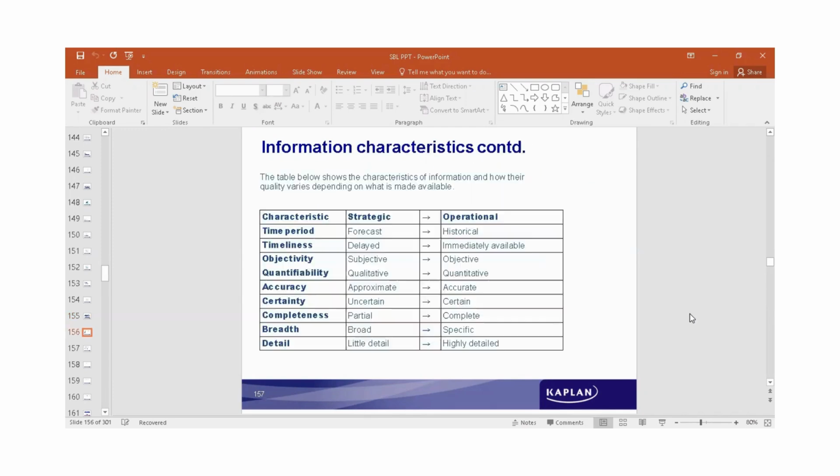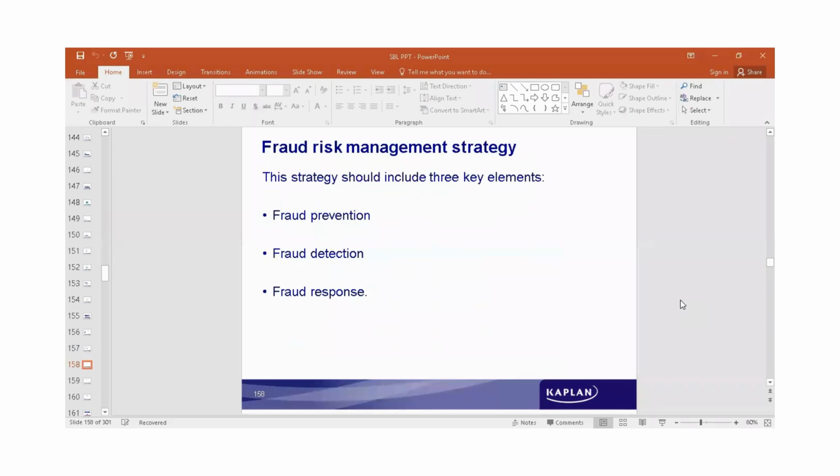Attributes of information, the information characteristics, and at what levels they are affected. So that's what we have learned till yesterday. Today we'll start with fraud risk management strategy. Okay. Any doubts in what we have done till now? Quite a large portion we have finished. So any doubts, anything, anywhere?